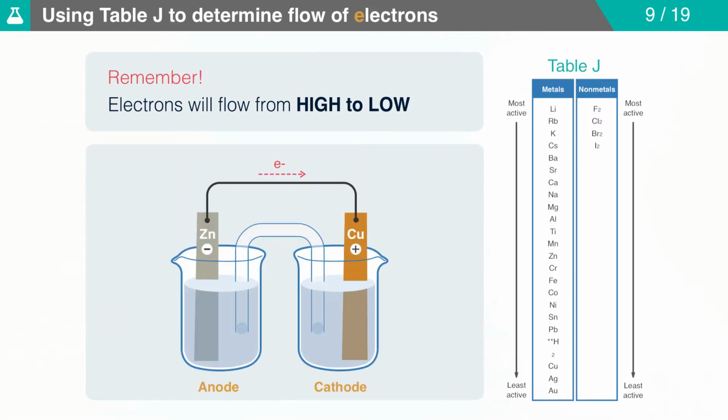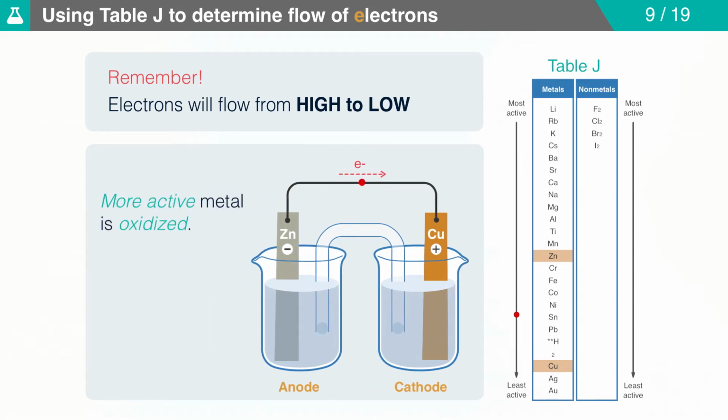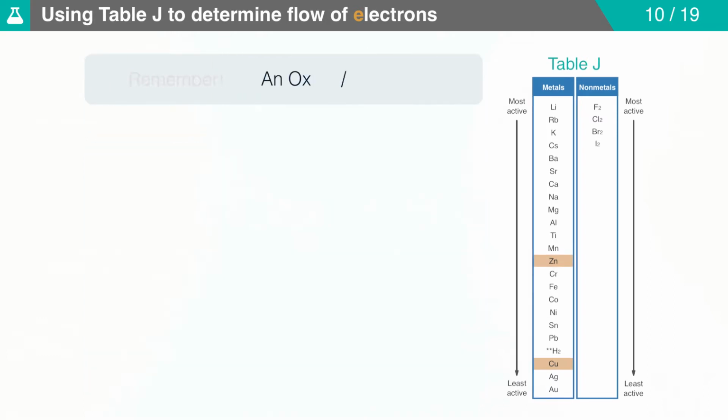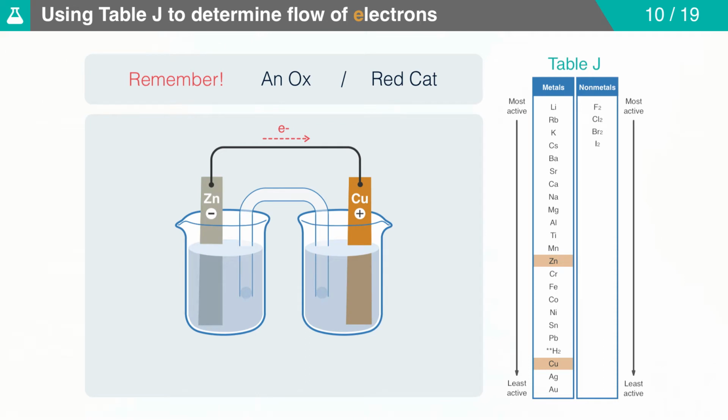So for example, in this cell, zinc and copper, electrons flow from high to low. So from zinc to copper. Once we know it's going from zinc to copper, now we really can start to label everything. Because a loss of electrons is oxidation, that's our LEO, and a gain of electrons is reduction, that's our GER. Now if we remember An Ox, Red Cat: if this is losing electrons, oxidation, that must be the anode. And if this is gaining electrons, that's reduction, that must be the cathode.